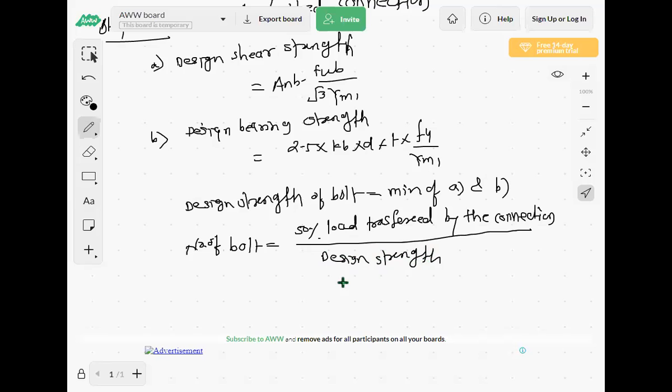So in this way you can calculate the number of bolts, and after calculation of number of bolts you have to draw the sketch.